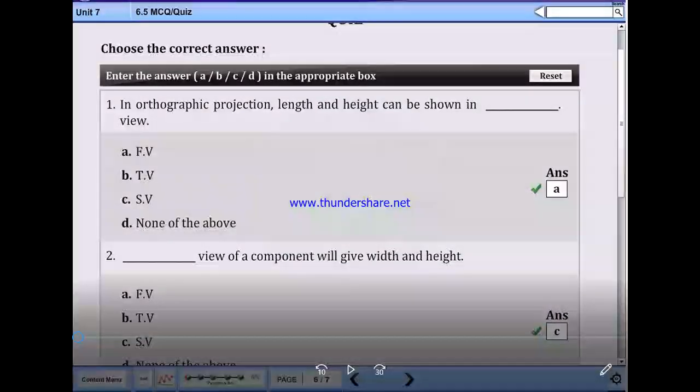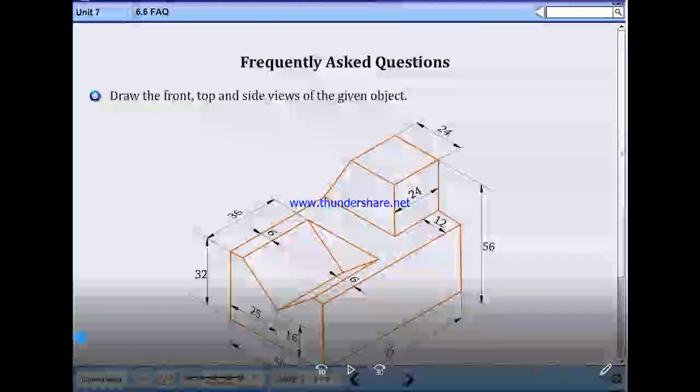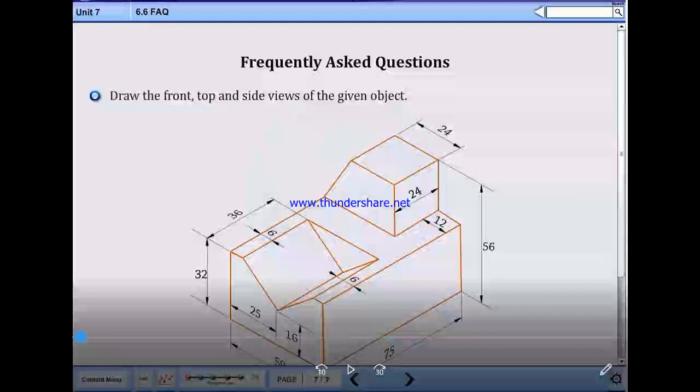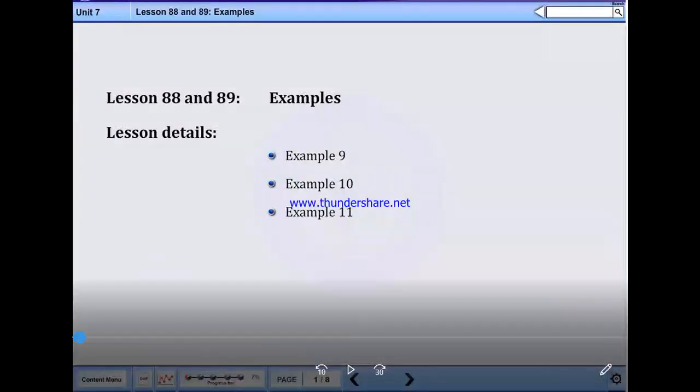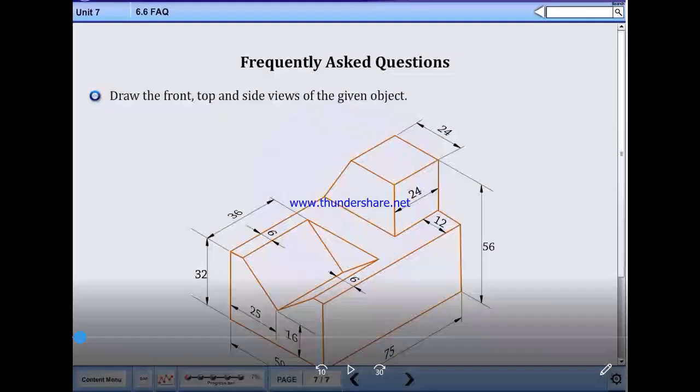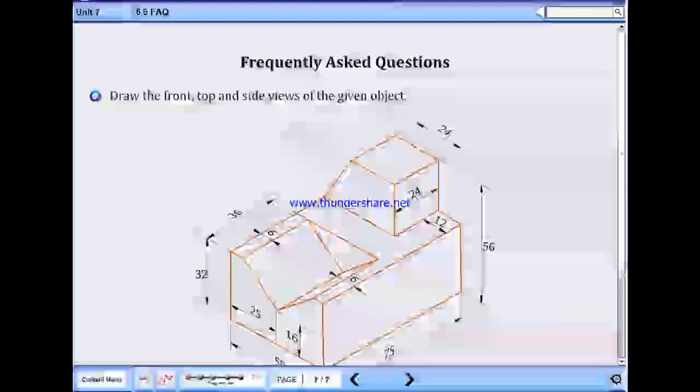Now note down the quiz questions. In orthographic projection, length and height can be shown in the front view, and the side view of the component will give width and height. Note down the frequently asked questions.